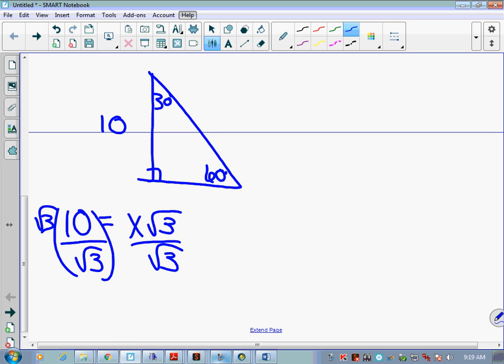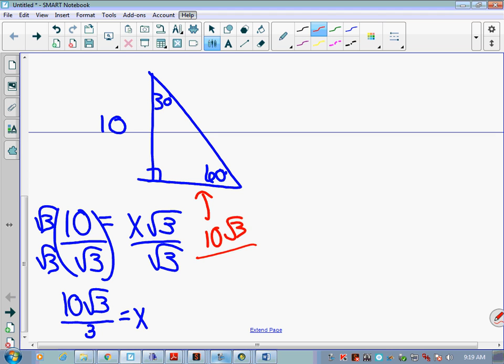Multiply by radical 3 over radical 3. This is going to give me 10 radical 3 over 3. In our case, it won't reduce, right? So, we know that this side right here is 10 radical 3 over 3. Can I find my hypotenuse then? What do I need to do with 10 radical 3 over 3 to find the hypotenuse? Multiply by 2. What's 10 radical 3 over 3 times 2 over 1? 20 radical 3 over 3.